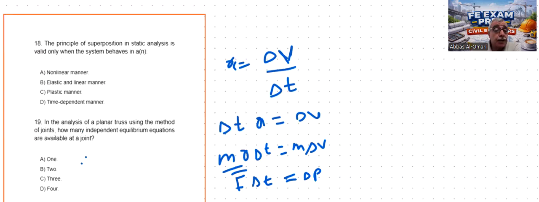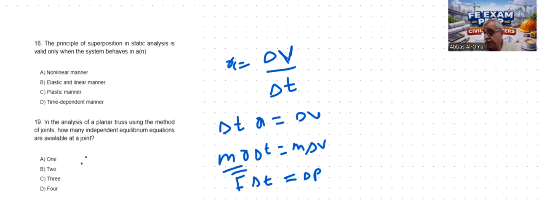The principle of superposition in static analysis is valid only when the system behaves in a nonlinear manner. Yeah, it should be elastic and nonlinear, time dependent. So the correct answer is plastic and nonlinear manner. So we can apply the principle of superposition if the material is in the plastic range and if the equations are linear. So the correct answer is B.